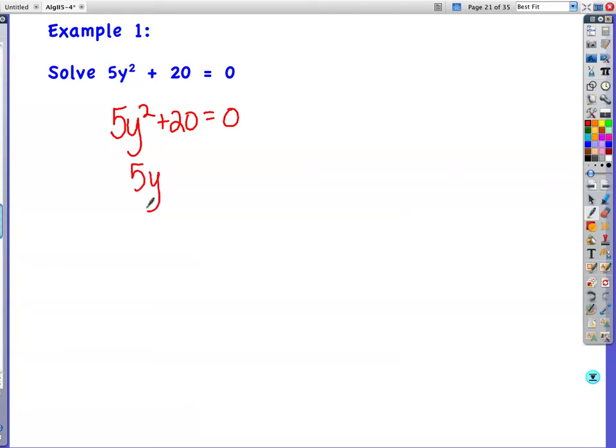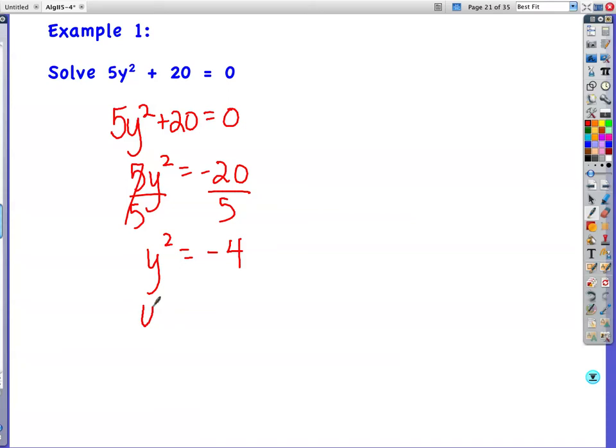I'm going to subtract 20 from both sides. Now I'm going to divide by 5. And now I have y squared equals negative 4. Okay? Well, what number times itself gives you negative 4? 2 times 2 is 4. Negative 2 times negative 2 is 4. It has to be the same number times itself.